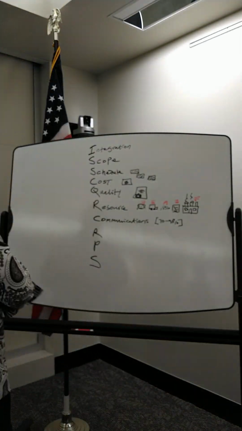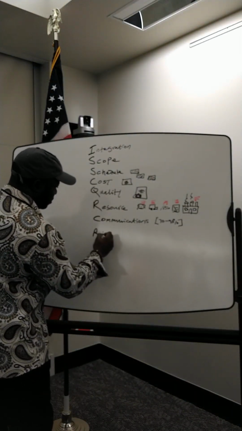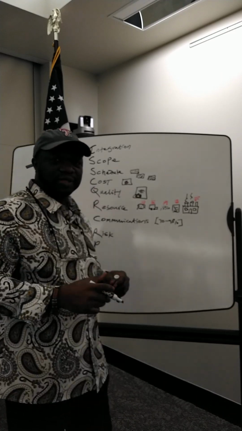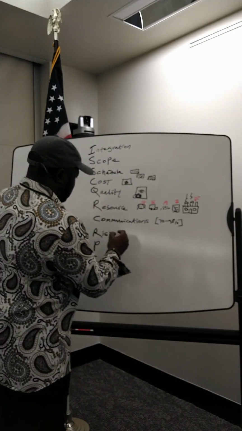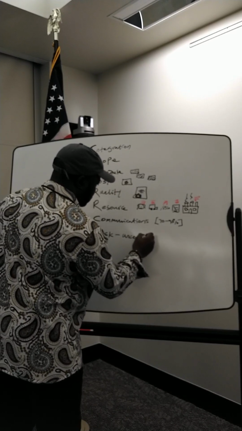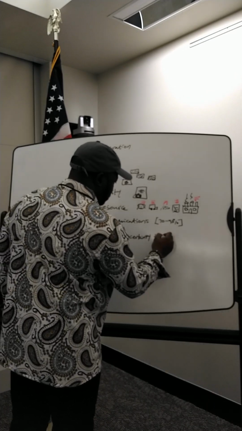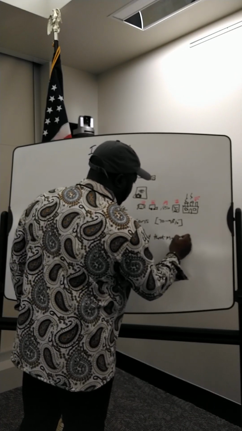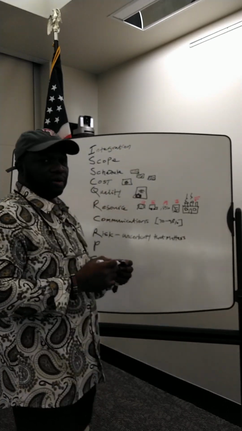The next area of knowledge is risk management. Risk management is all about uncertainty that matters. So we're talking about uncertainty that matters. Usually when we think about risk, we think about the probability of an event occurring, and we could also think about the impact. If the event does happen, what will the impact be on the project? And we can think about this just qualitatively or quantitatively.